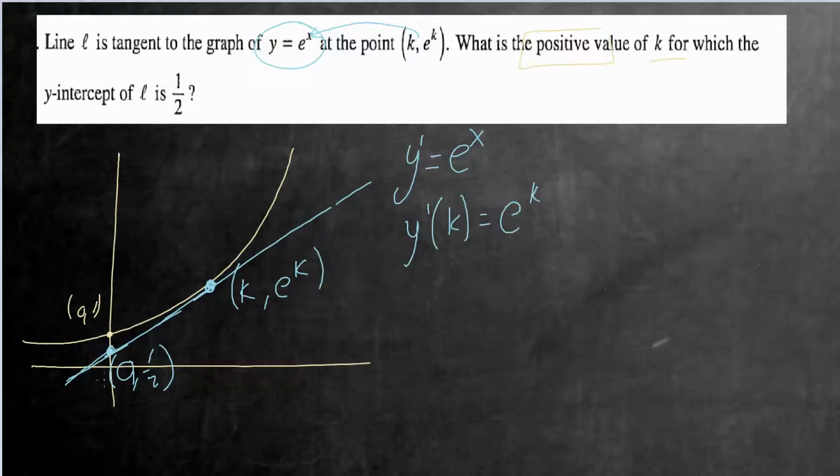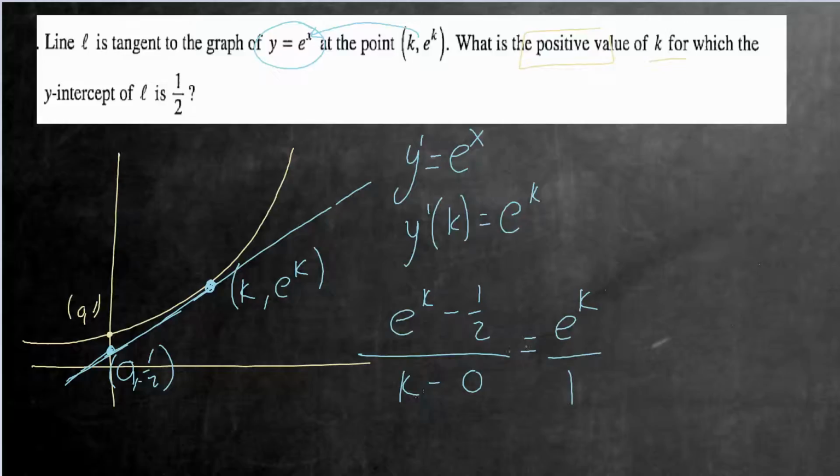And I do know 2 points on this line, so I can set those equal to the slope. If I do e to the k minus 1/2, that's y minus y, over k minus 0, that slope has to be equal to e to the k. And then we could do a little cross multiplication here. K times e to the k equals 1 times e to the k minus 1/2.